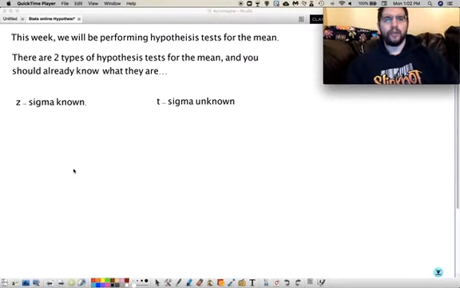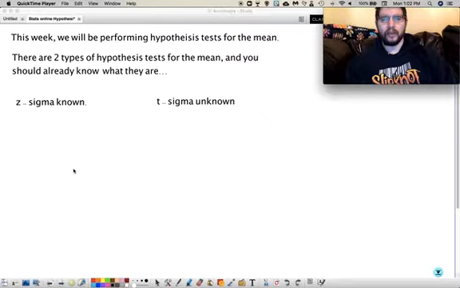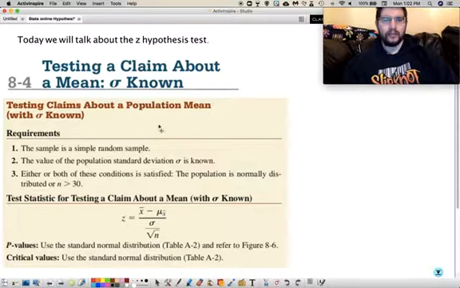Okay, guys, this week we're talking about hypothesis tests for the mean. There's two types. You should already know what they are based on the confidence intervals we did 2 weeks ago. If we know sigma, we're going to have a z-test. If we don't know sigma, we're going to have a t-test. Remember, sigma represents our population standard deviation. So today we're just going to be dealing with z-tests.